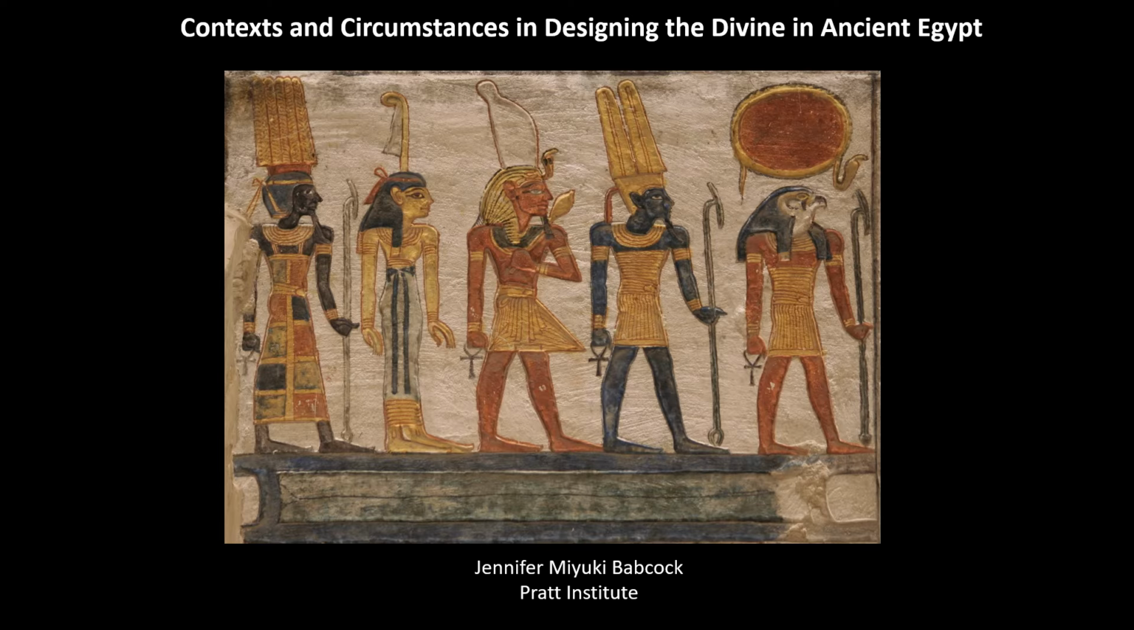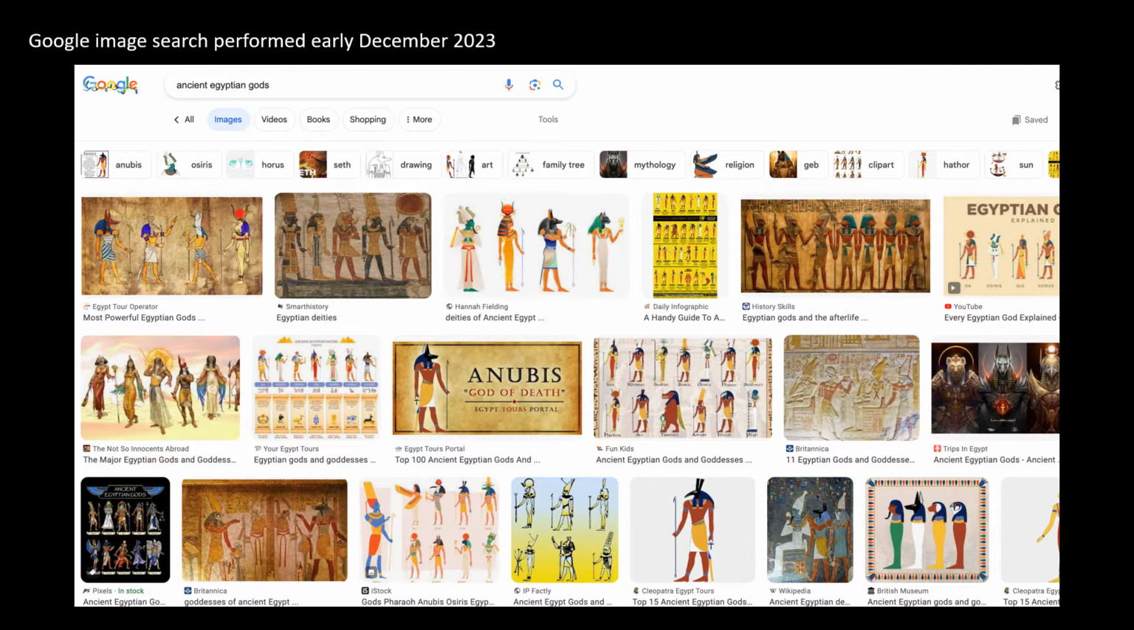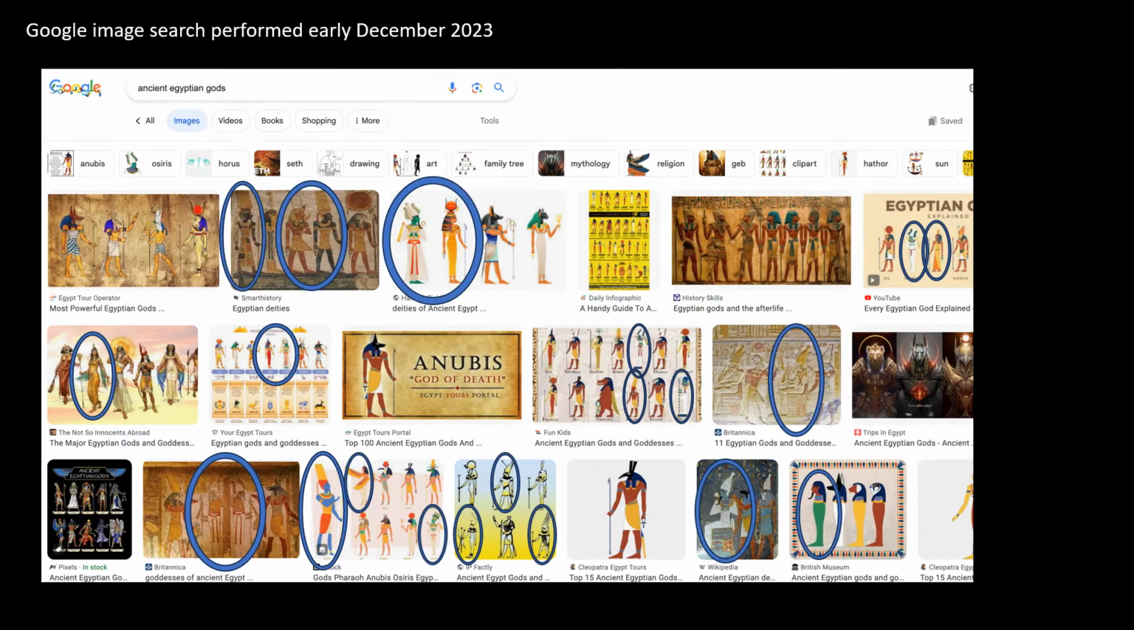So today we are going to be talking about why ancient Egyptian gods look the way they do. The top results of a Google image search for ancient Egyptian god give us a glimpse into what most people may visualize when they think about what the ancient Egyptian pantheon looks like. As you can see, some gods take human forms but are clearly divine because of the symbols that they hold or the headdresses that they are wearing.